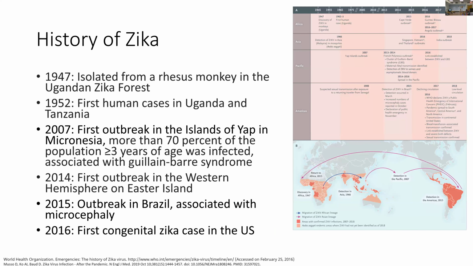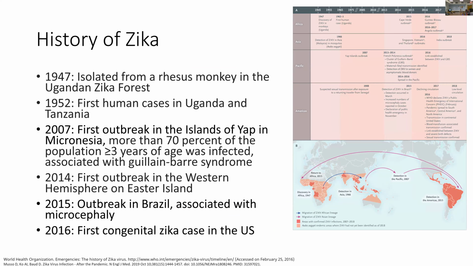So Zika's got an interesting history. The first documentation of Zika ever was from 1947 when it was isolated from a rhesus monkey in the Ugandan Zika forest. This was back in the days when they named viruses based off of where they were first isolated. In 1952, the first human cases were documented in Uganda and Tanzania. And then we really didn't hear too much about Zika. It was one of those things that ID docs nerded out about, but no one else thought of.